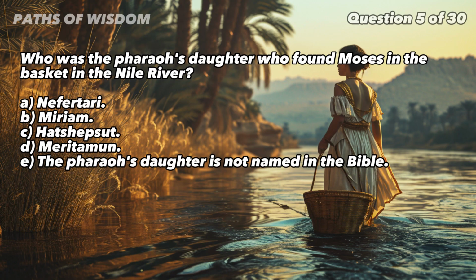Question 5. Who was the pharaoh's daughter who found Moses in the basket in the Nile River? Option A. Nefertari. Option B. Miriam. Option C. Hatshepsut. Option D. Meribah. Option E. The pharaoh's daughter is not named in the Bible.